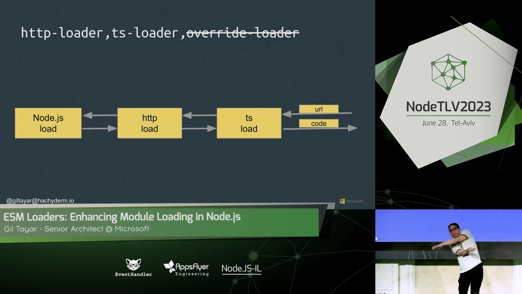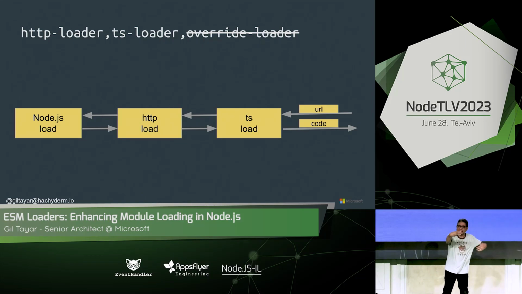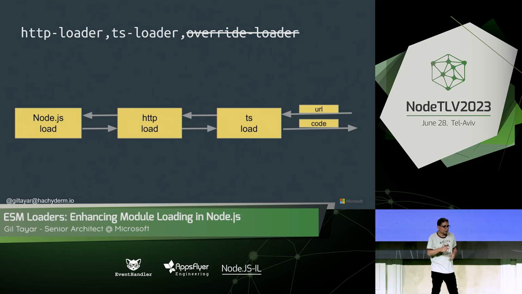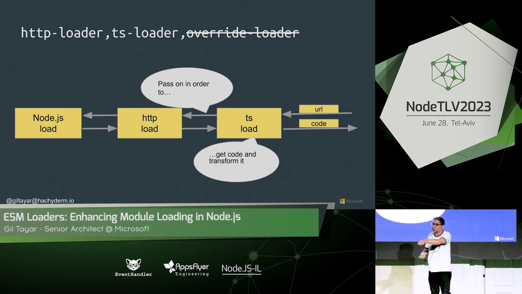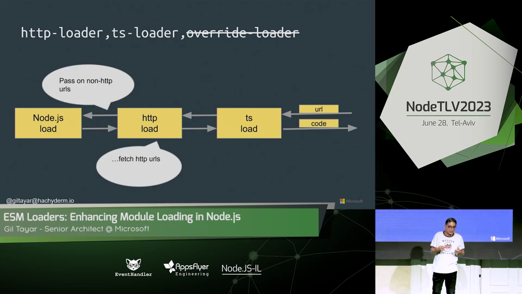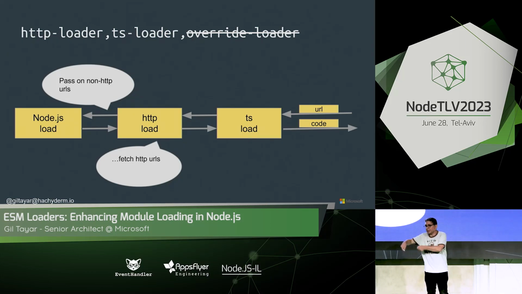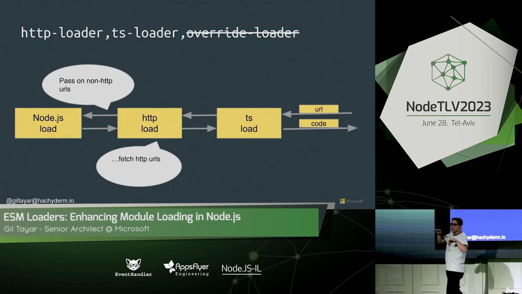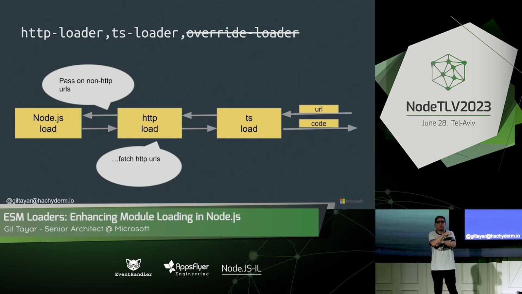Chaining loaders, again, we reverse the order. The load phase takes a URL and spits out code. That's what the loading phase does. So TS load gets the code. TS loader doesn't know how to load the file, so it passes it on to HTTP and then to Node. When it gets back the source code, it transpiles it and returns the source code. HTTP loader, if it's a non-HTTP URL, it doesn't know what to do, so it passes it on to the next loader, gets it back and passes it on. If it's an HTTP URL, it fetches and returns the source code. And there we go. The chaining just works. Very, very simple. Mostly works. Sometimes if you get the order wrong, it doesn't work. So you have to think about what is happening here to get the order right.